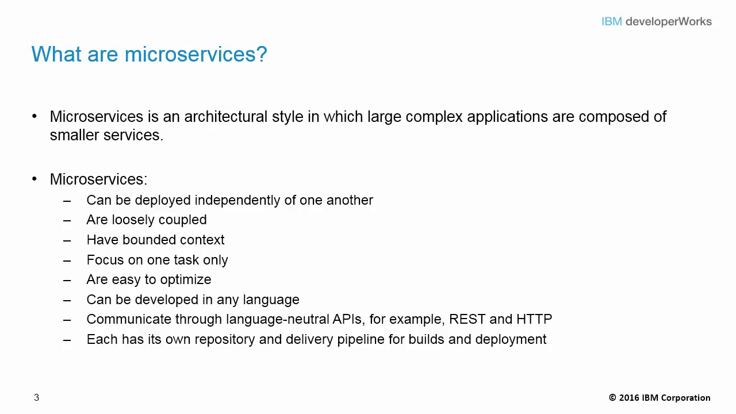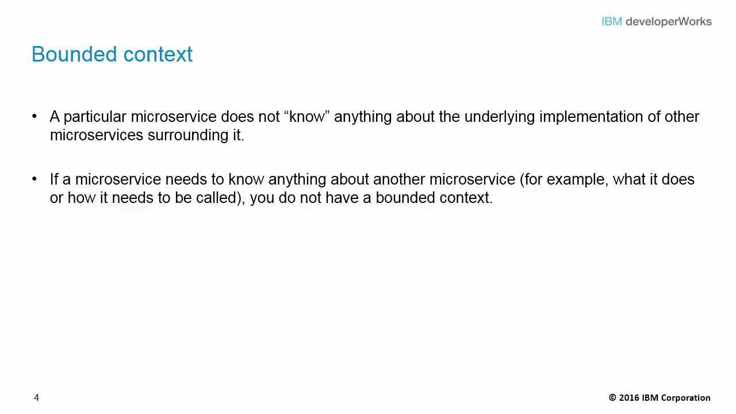Microservices can be developed in any programming language. They communicate with each other using language-neutral APIs such as REST, as well as other mechanisms which we will discuss later. Microservices have a bounded context. What we mean by bounded context is that a particular microservice does not know anything about the underlying implementation of other microservices surrounding it. If for whatever reason a microservice needs to know anything about another microservice, you definitely don't have a bounded context.